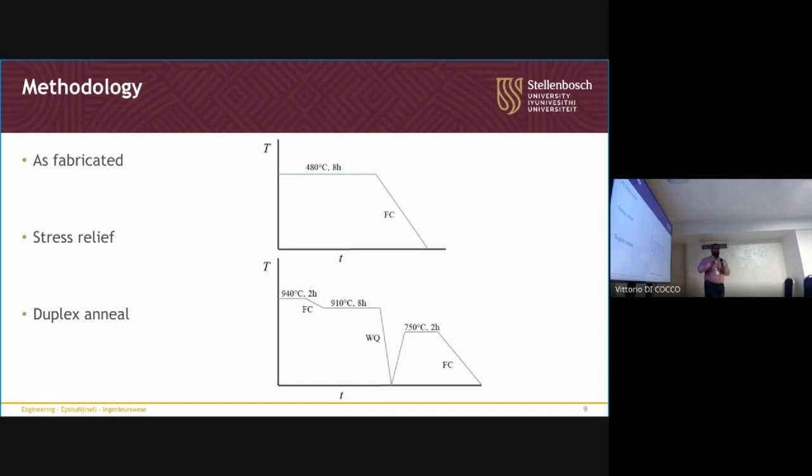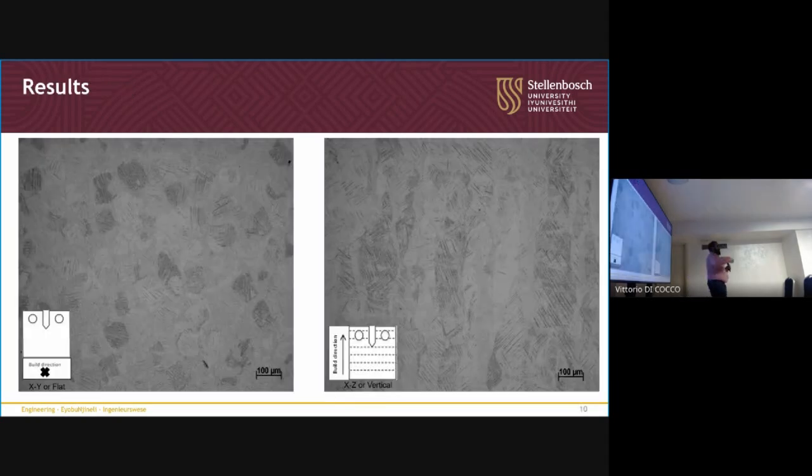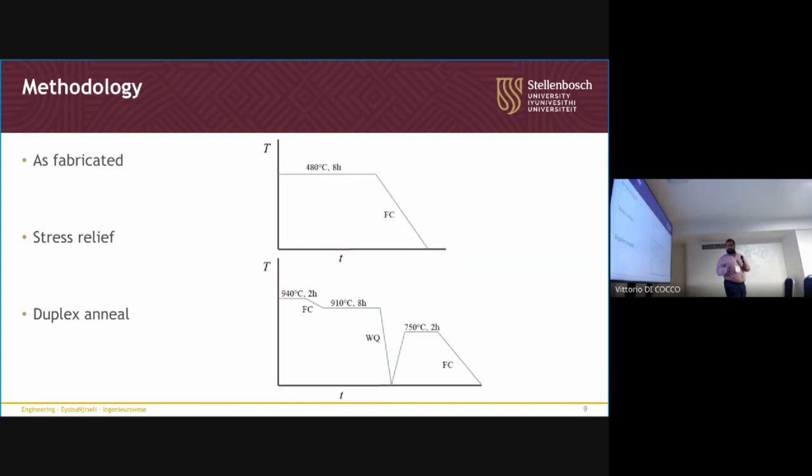I wanted to specifically keep the microstructure the same as the as-fabricated one, but just reduce residual stress. And then we applied a completely different one where we do have grain growth, with no prior beta. So we do the duplex anneal, which is a three-step heat treatment process. We just did it in the higher solution temperature range. The water quenching part actually brings about martensite, and so we apply the second anneal just to get rid of the unwanted martensite from the water quench.